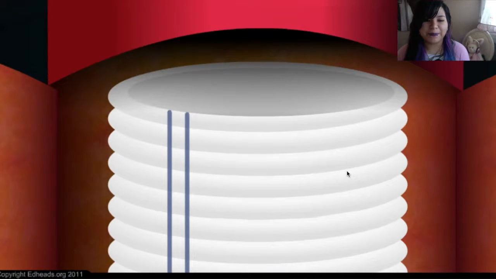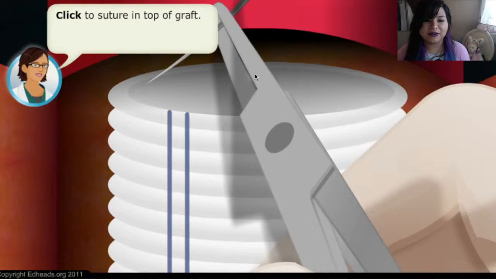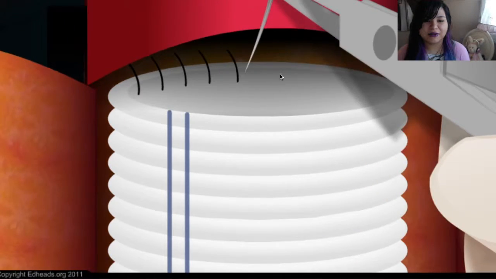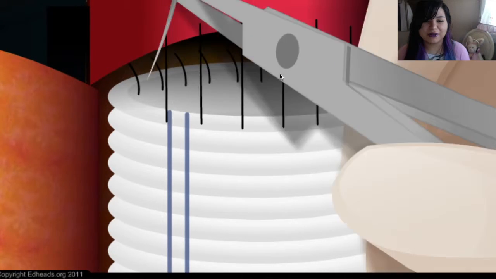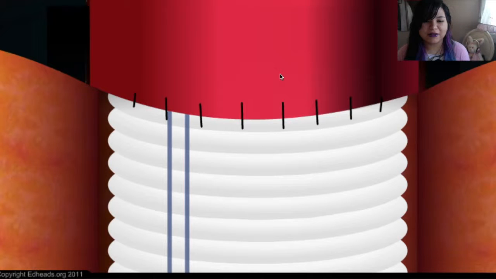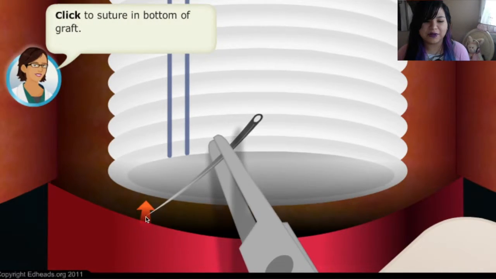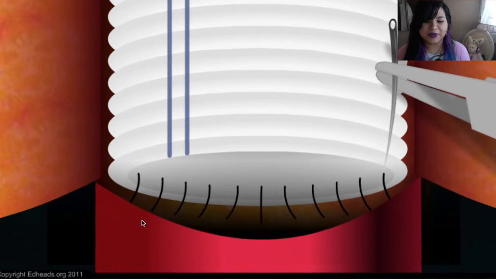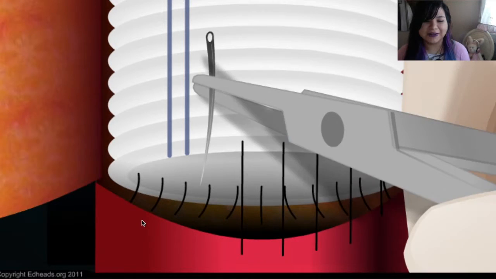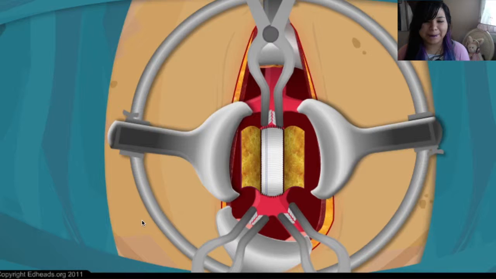Suture in the top of the graft using small, neat stitches. Suture in the bottom of the graft. This looks like good suturing to me. Yay. But here's the real test.